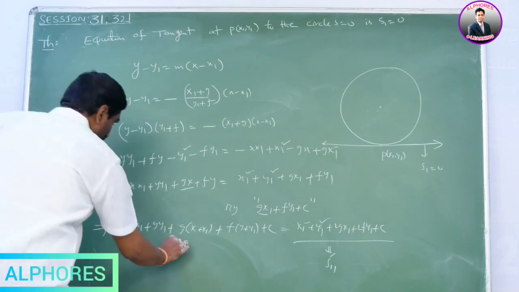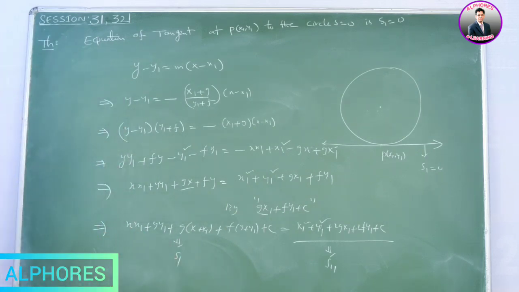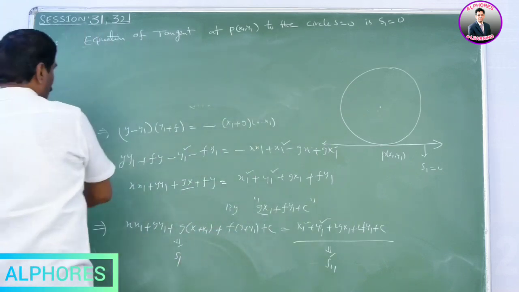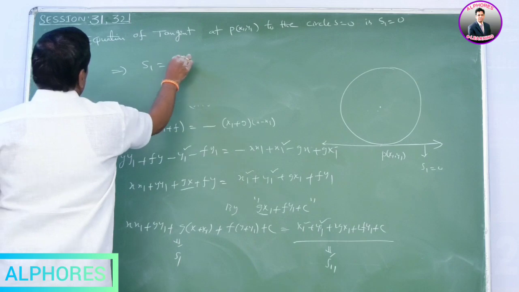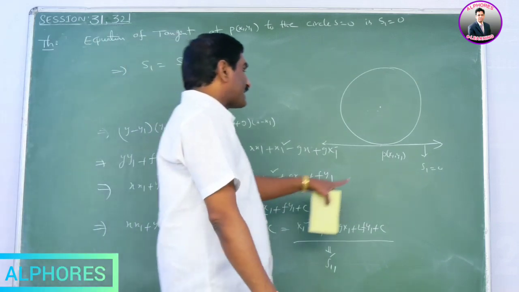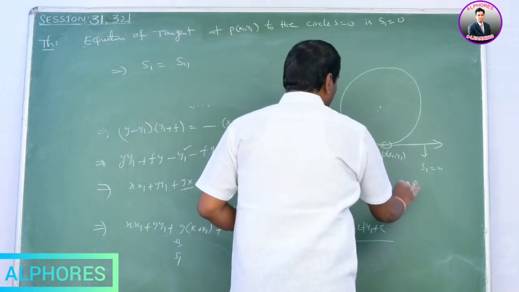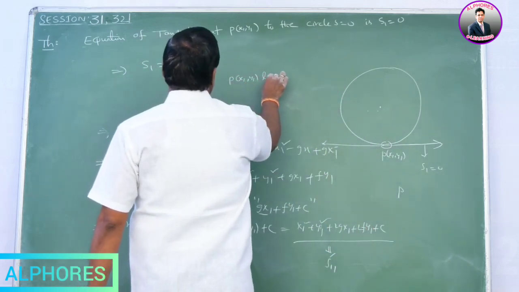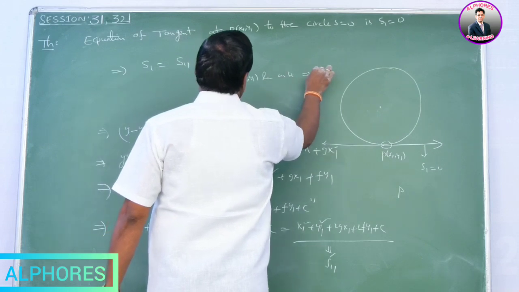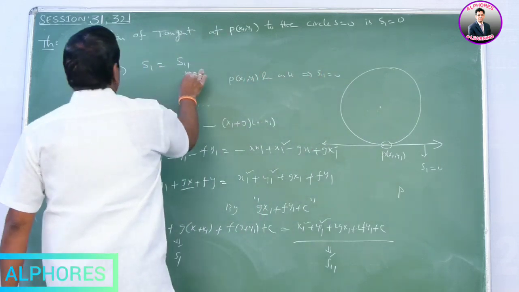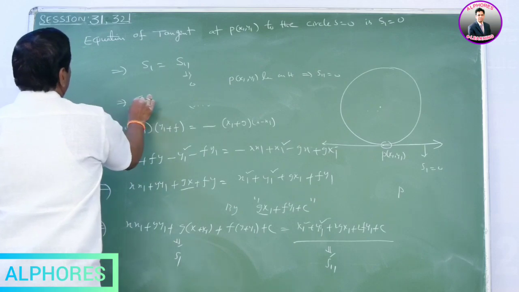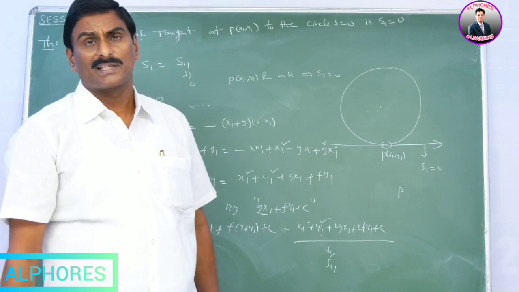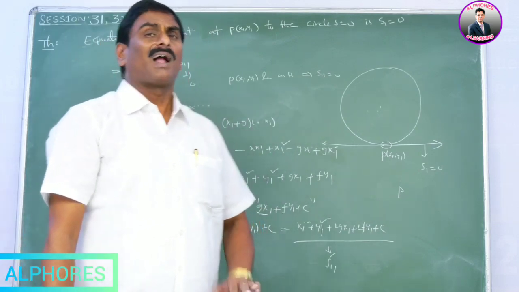The left side is nothing but S1. Okay, notation for S1 and S11. That implies S1 is equal to S11. But P(x1, y1) lies on the circle. On the circle means S11 is equal to 0. So S11 value is 0. That implies S1 is equal to 0. Therefore, the equation of the tangent at P(x1, y1) to the circle S = 0 is S1 = 0. Okay?